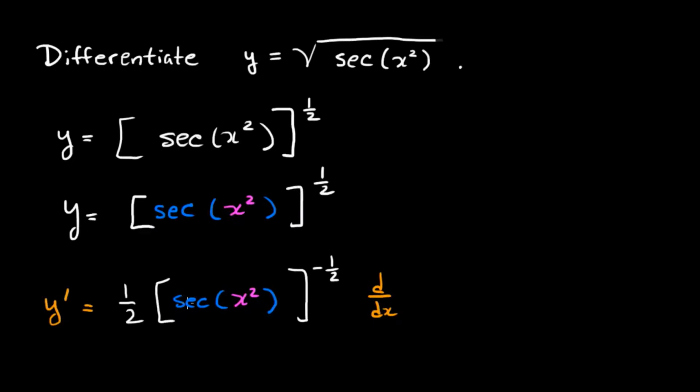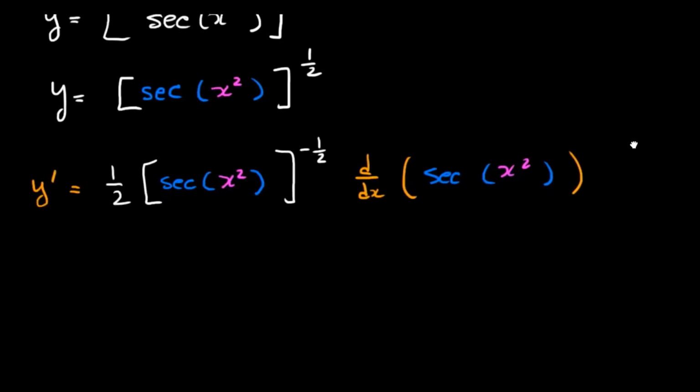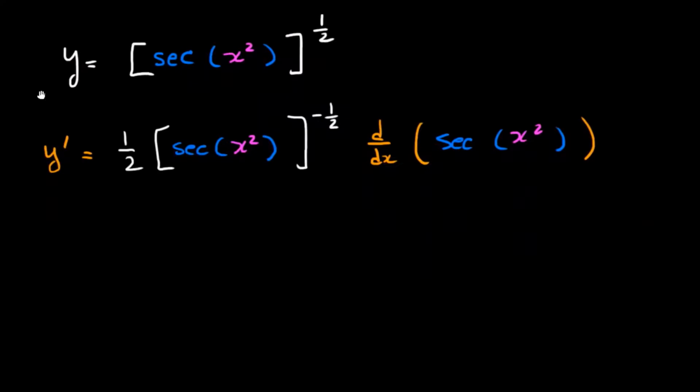Okay, so we got our outermost function differentiated. Now we got to deal with the mess that was inside, so we have to differentiate secant of x squared. Okay, so of course we're differentiating secant, basically. And since we're done with that first part, let's just switch this all to orange at this point. I already took the derivative of the square root, so that's a half secant x squared to the power of negative a half.